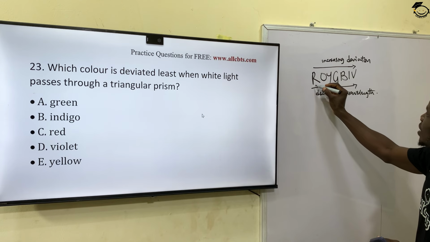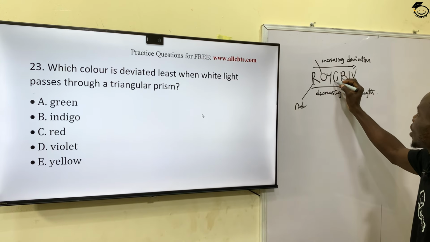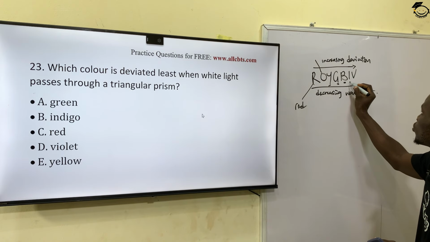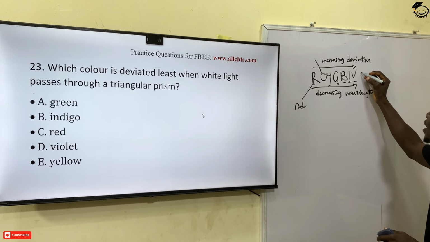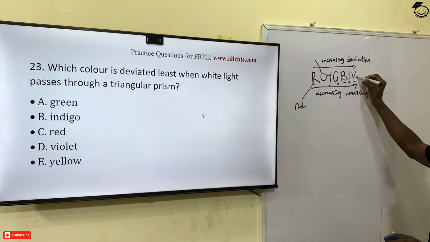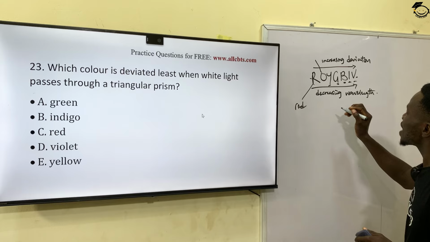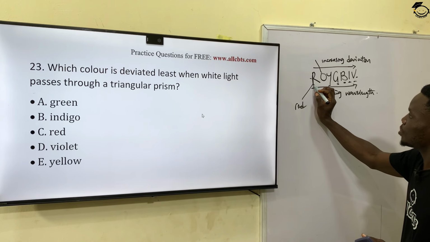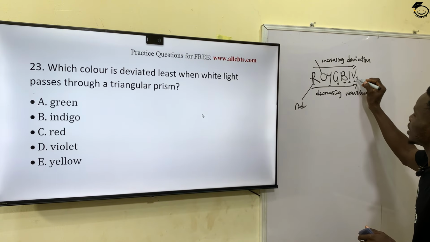So the first color here is red. Then we have orange, yellow, green, blue, indigo, and violet, which means that the most deviated color is the violet, and the least deviated is red. And the one with the highest wavelength is also red, because it is decreasing wavelength. And the one with least wavelength is the violet.